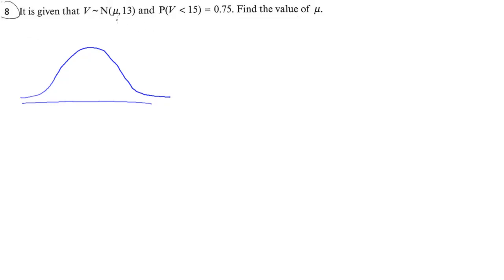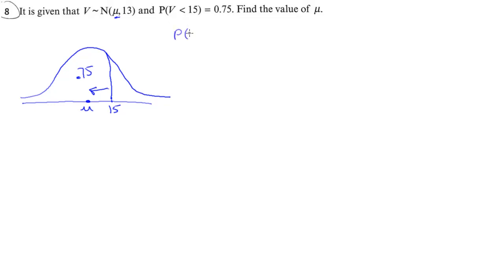In problem number 8, we've got a normal distribution. We don't know the mean. We know the variance is 13. We know the probability that v is less than 15 is equal to 0.75. So on a graph, we could tell that this 15 must be above the mean because 0.75 of the data is to the left of it.